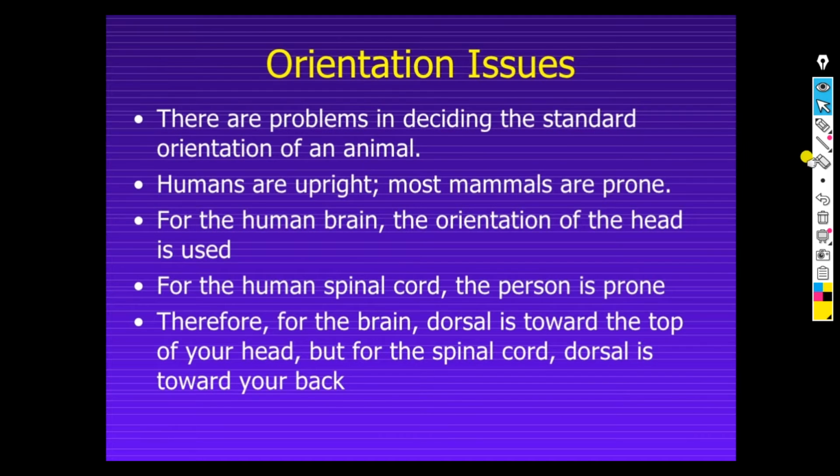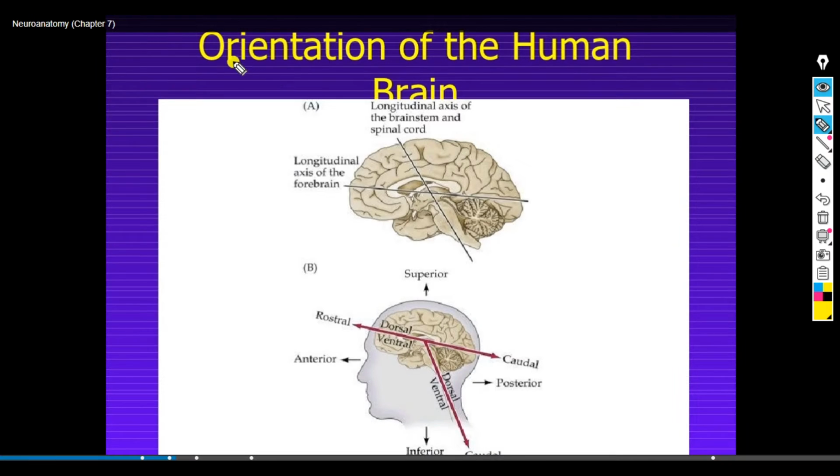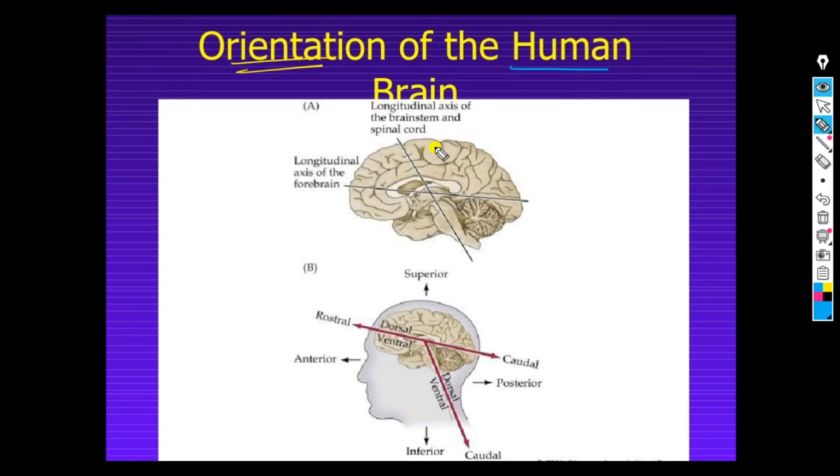So, orientation of the human brain. This is the longitudinal axis of the brainstem and the spinal cord. This is the longitudinal axis of the forebrain. So superior view, you can see here. This is the rostral and caudal view for the forebrain, and this is the dorsal and ventral view for the brainstem and the spinal cord. And this is the anterior and caudal point for the spinal cord.